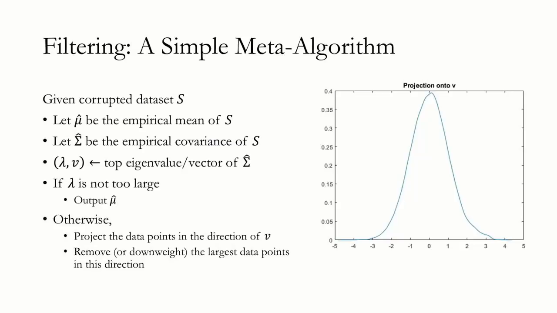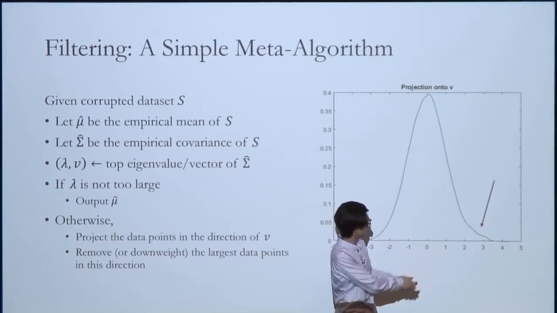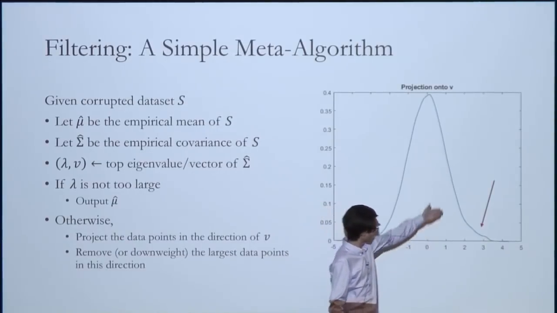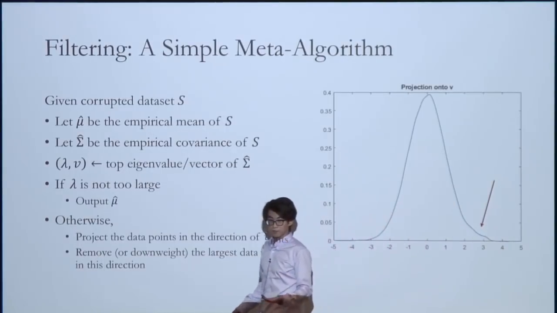And again, the picture that we have is, if I project onto v in the case where the top eigenvalue is too large, instead of seeing a nice Gaussian like I'm supposed to, or whatever distribution I'm expecting, I'm going to see this sort of weirdness in the tail. And so if I carefully choose a point to throw points out, it turns out you can guarantee you throw out more bad points than good points, or something like this.